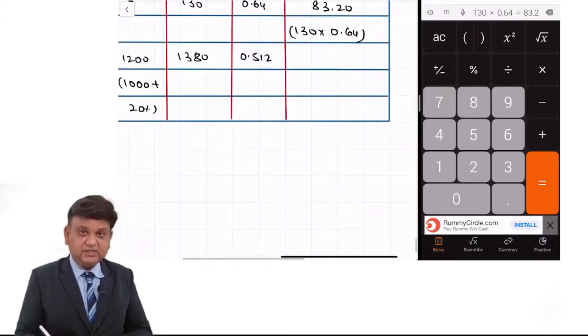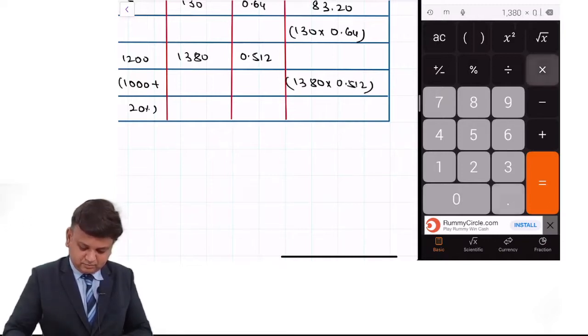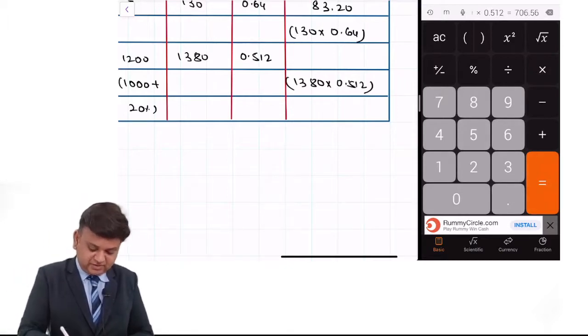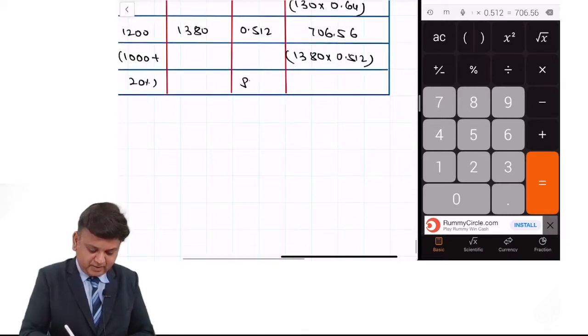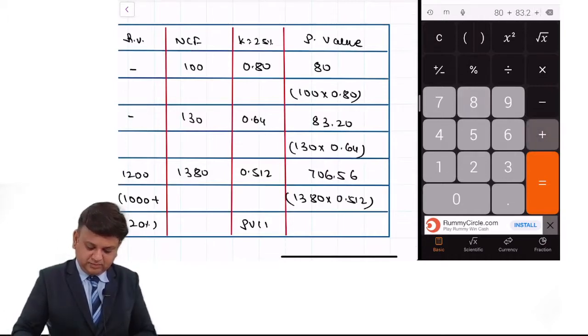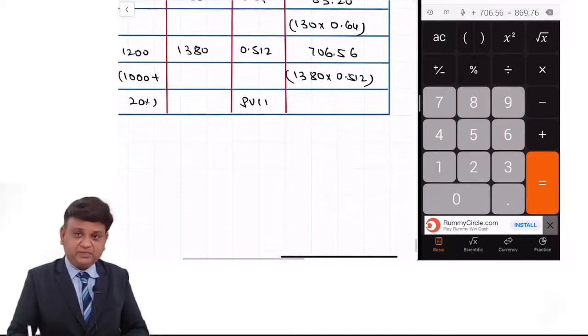In the last year it is 1380 into 0.51. That comes to 706.56. This is the present value of the cash inflow. 80 plus 83.2 plus 706.56. That comes to 869.76.